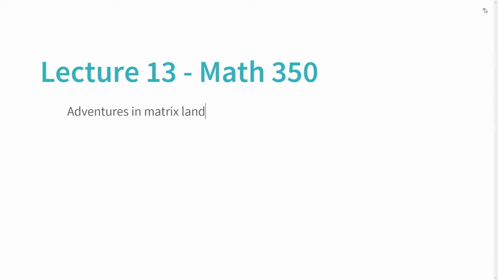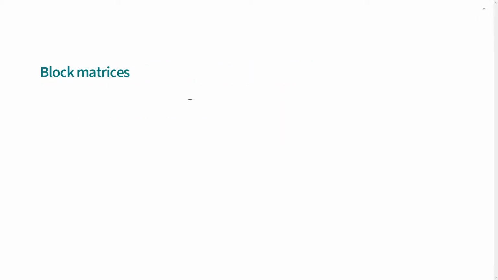So to begin with, let's take a look at block matrices. A block matrix is just a matrix of this form, right? So you have a block A, a block B, a block C, and a block D. And the idea is that the dimensions of the blocks are appropriate so that when you put these things together into a matrix, the dimensions make sense.